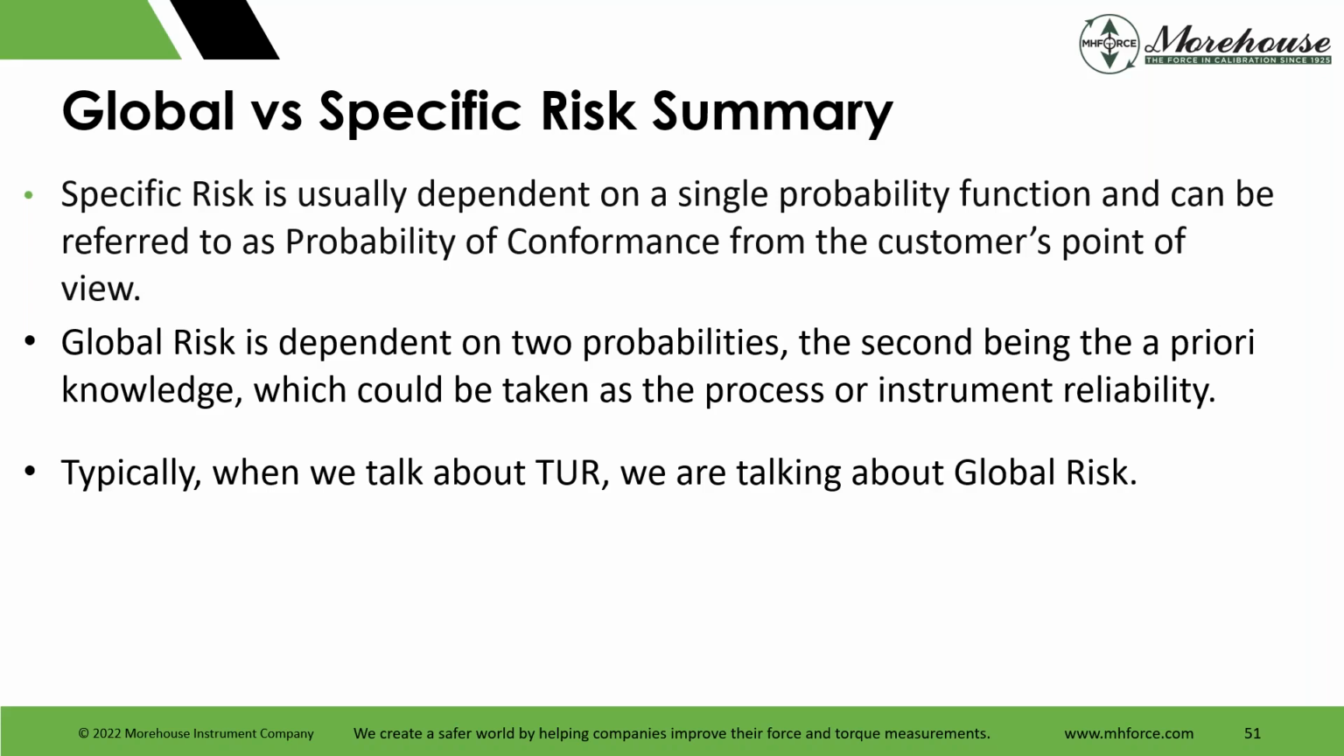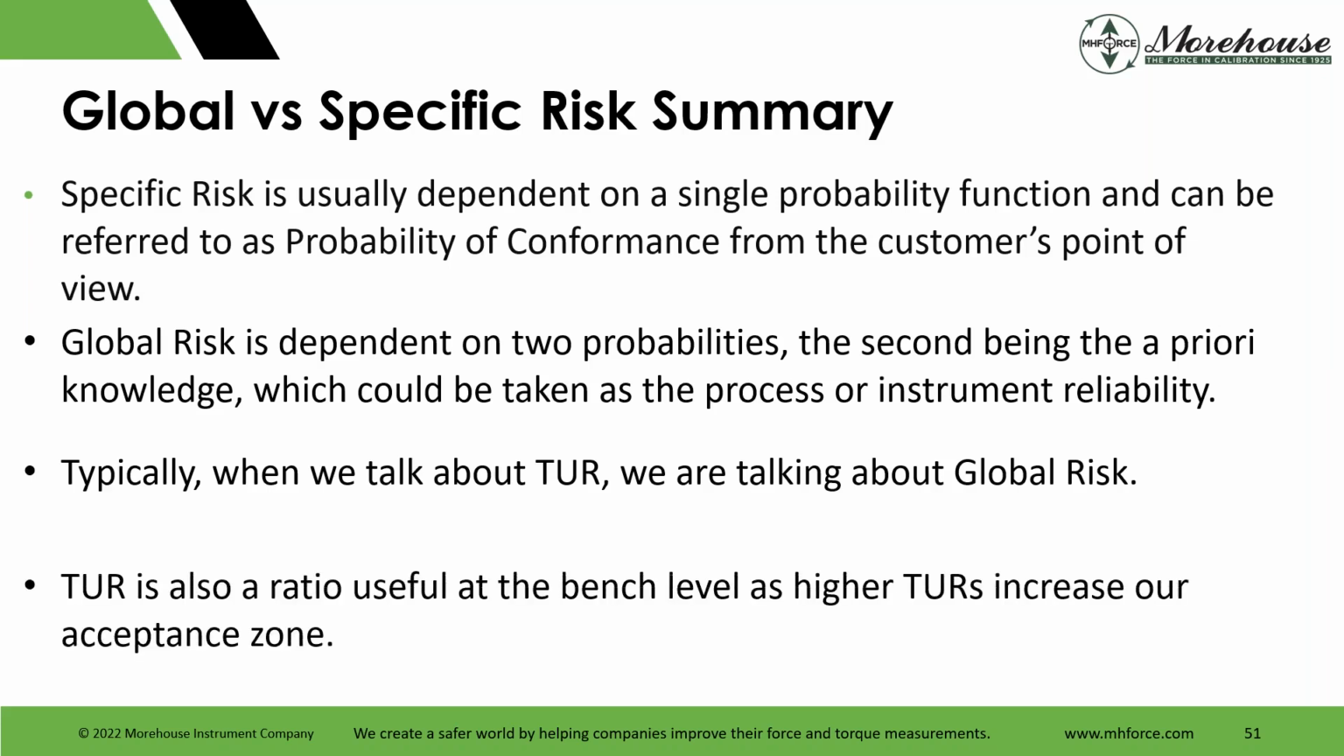And typically, I did mention this when we were talking TUR, we were talking about global risk, so it can also be used as a ratio for bench level. Like the example that I used with the 0.755, our acceptance limits of negative 0.755 and plus 0.755. I know if I have a TUR 4 to 1 and I was looking at that scenario, you could calculate that out. And that's pretty easy to do.